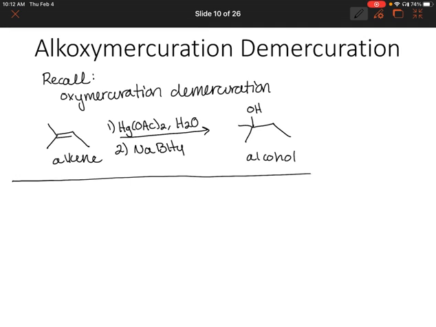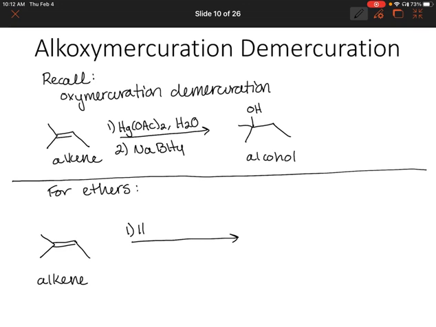Okay, so now for ethers, we can do a similar process. So let's start with the same alkene. And we're still going to use mercury acetate, but instead of H2O, we're going to use an alcohol. And again, we'll follow that with sodium borohydride. So we're just replacing water with an alcohol.